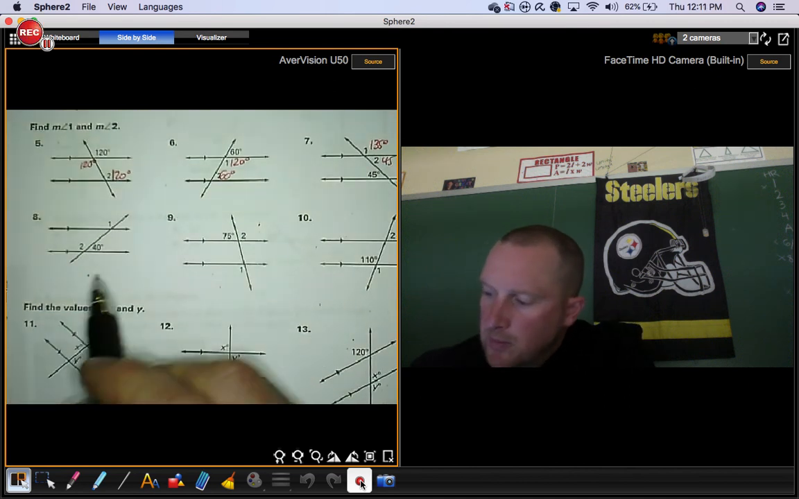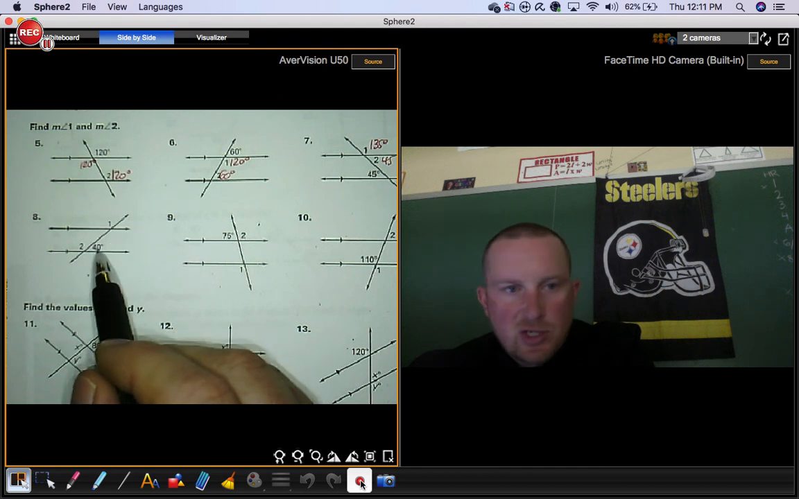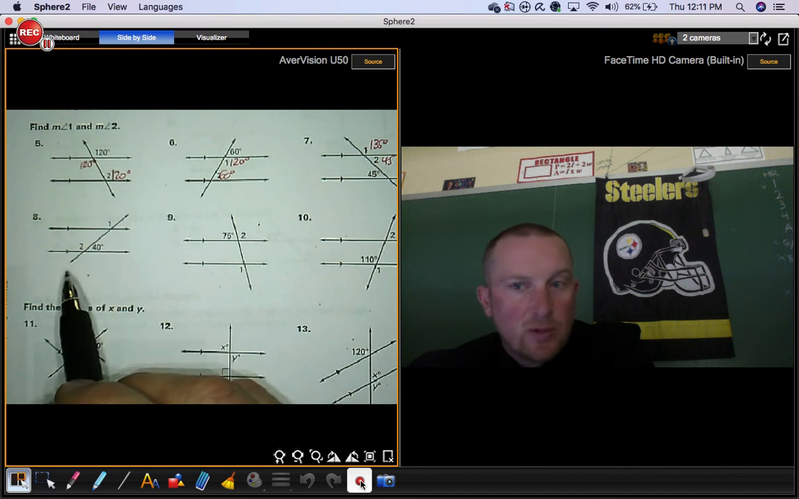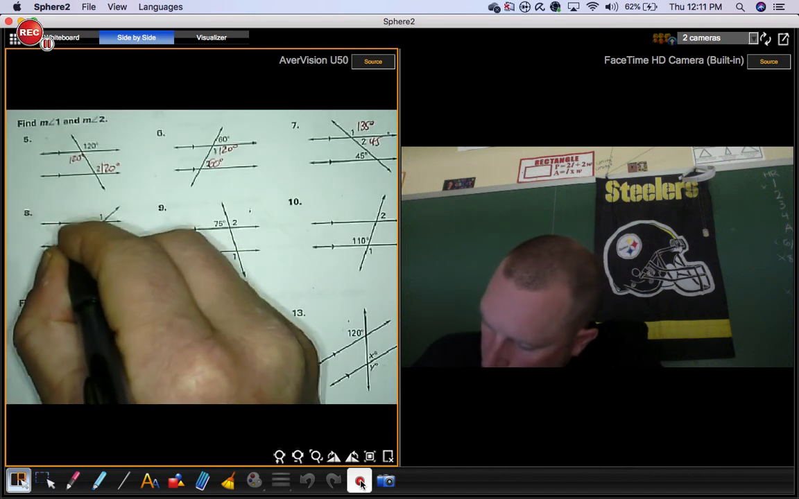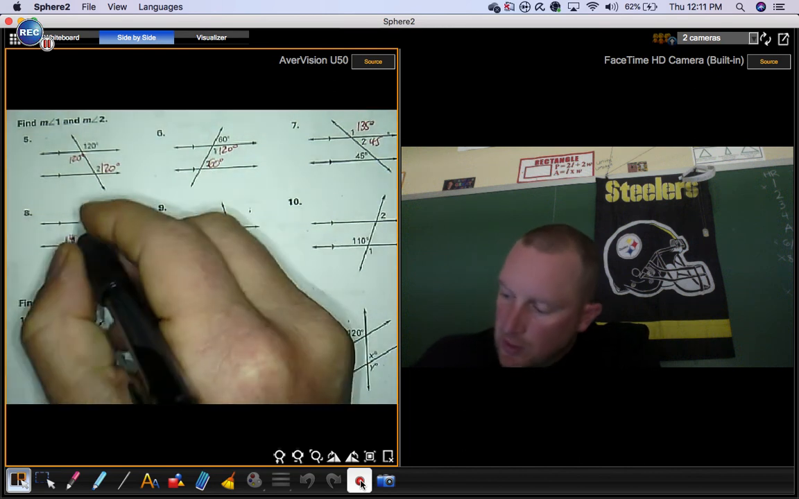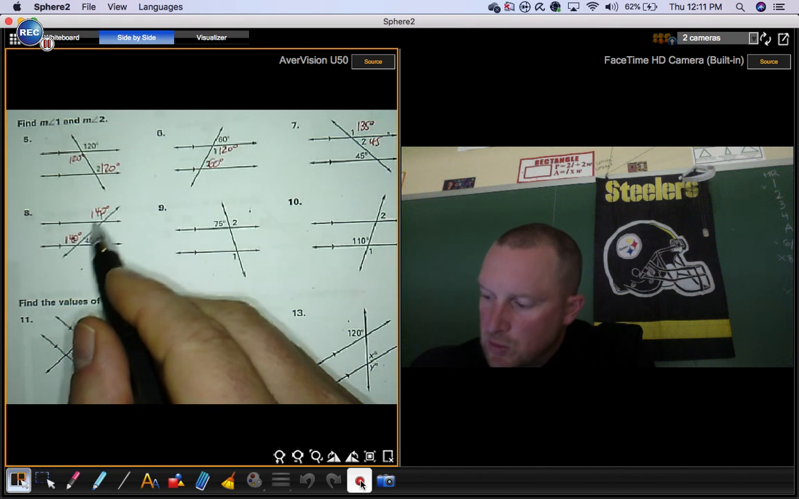Number 8. Again, angle 1 and the 40-degree angle don't have a relationship. But if you know this 40-degree angle, you know angle 2. It's a linear pair with it. So that's 140 degrees. And if that's 140 degrees, angle 1's 140 degrees. They're corresponding angles.